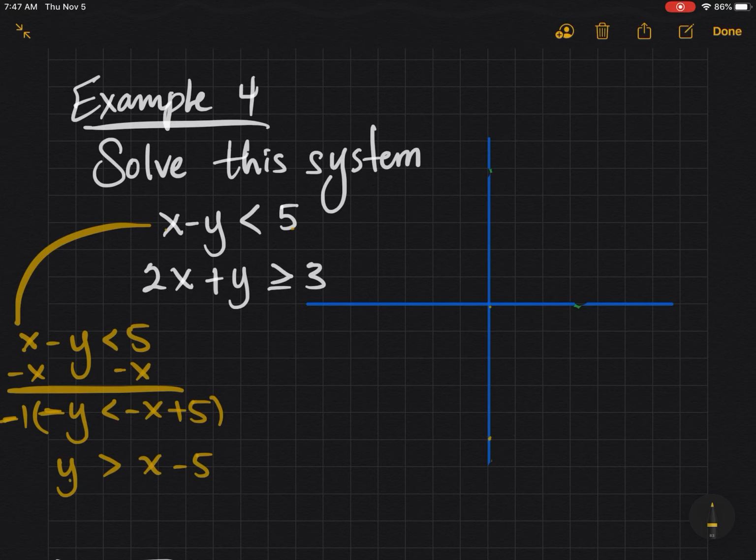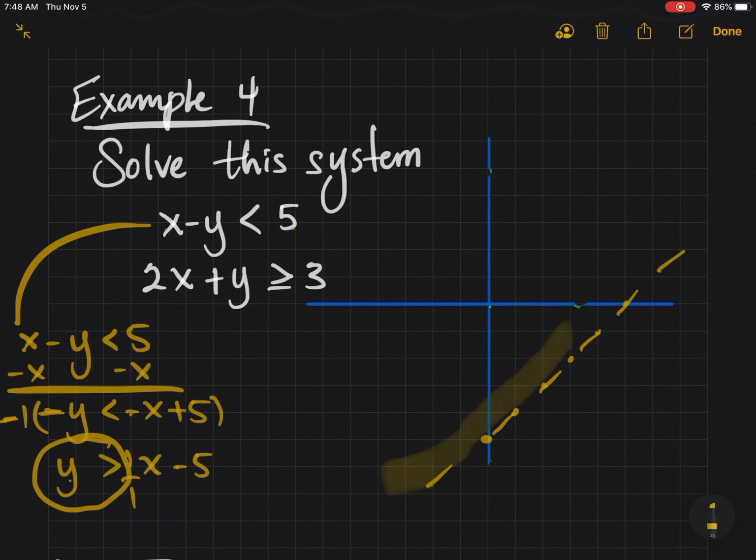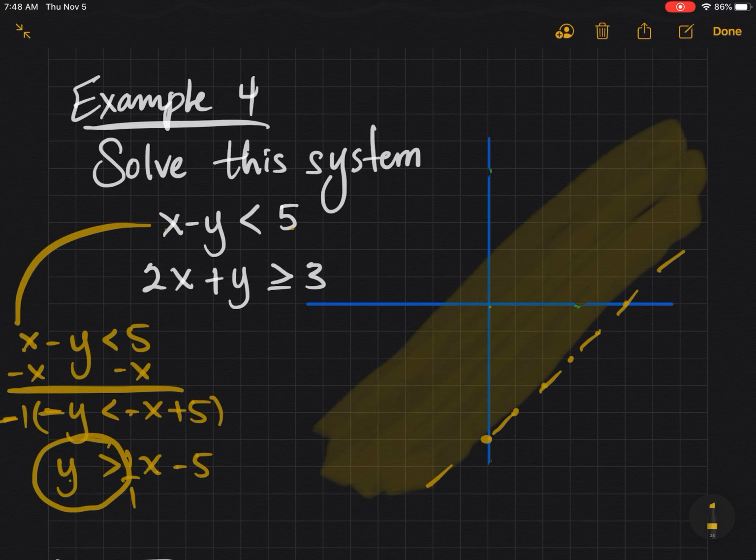Let me make sure I changed all my signs. Negative became positive. Negative became positive. Positive is negative. So I'm going to go to negative 5 with a slope of 1, up 1 over 1. I'm going to ask myself, is this line solid or dotted? It says y is greater, so that's dotted. And am I shading above or below? Well, y is greater means shade above. And so I get all of this.